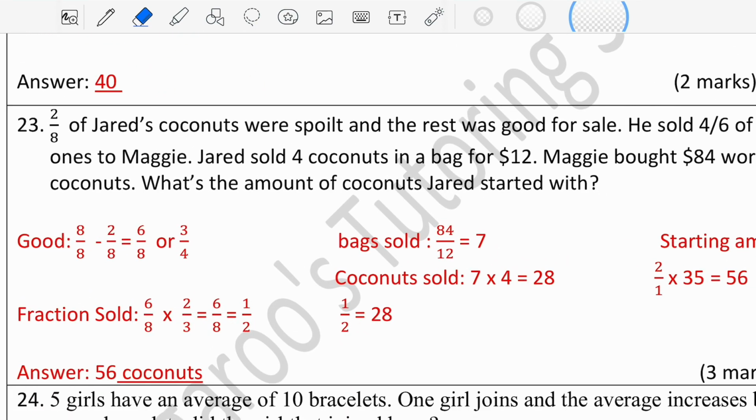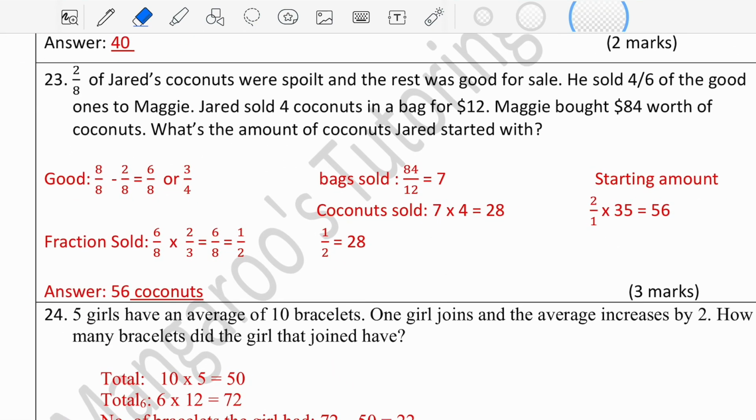Number 23. So don't focus on the answers yet. Let's read. 2/8 of Jared's coconuts was spoiled and the rest was good for sale. He sold 4/6 of the good ones to Maggie. Jared sold 4 coconuts in a bag for $12. Maggie bought $84 worth of coconuts. What's the amount of coconuts Jared started with?